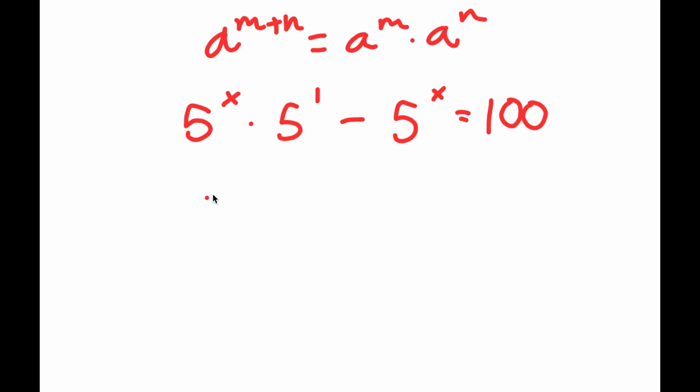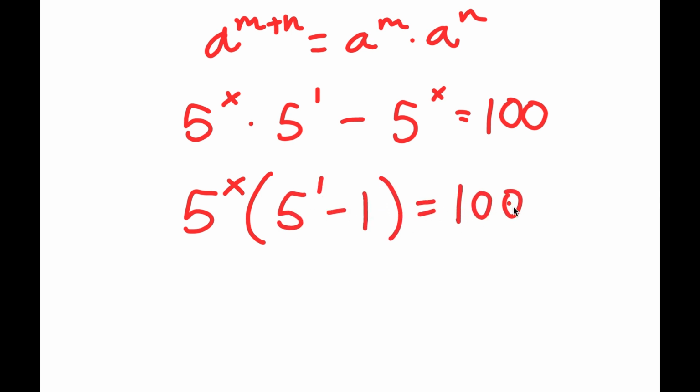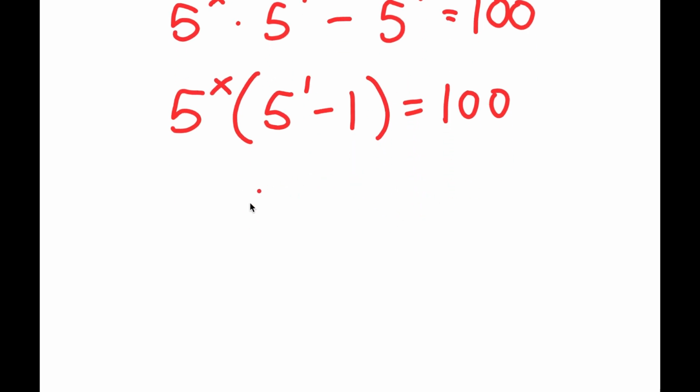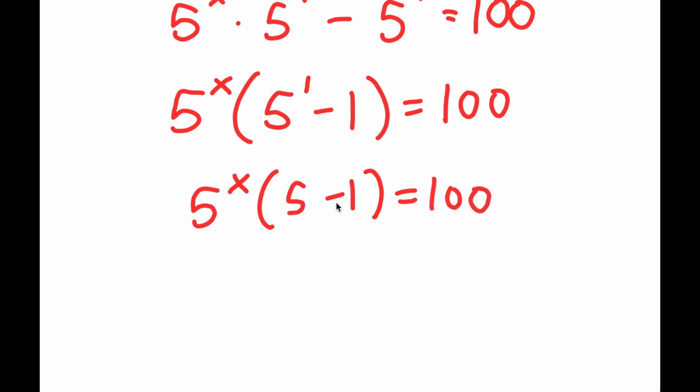Now from here, I'm going to factor out 5 to the power of x. So I get 5 to the power of x times 5 to the power of 1 minus 1 is equal to 100. And now 5 to the power of 1 is the same thing as 5, so I have 5 to the power of x times 5 minus 1 is equal to 100. And 5 minus 1 is 4, so I have 5 to the power of x times 4 is equal to 100.